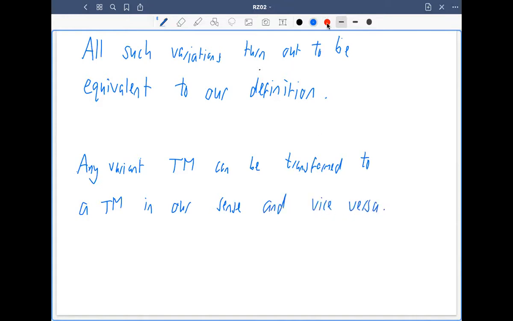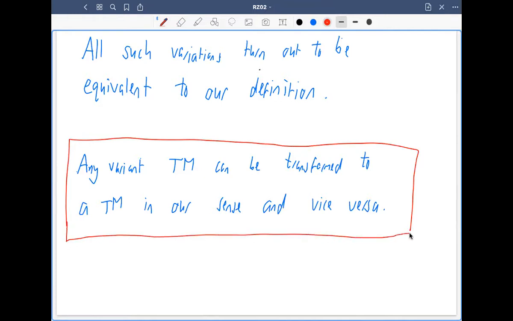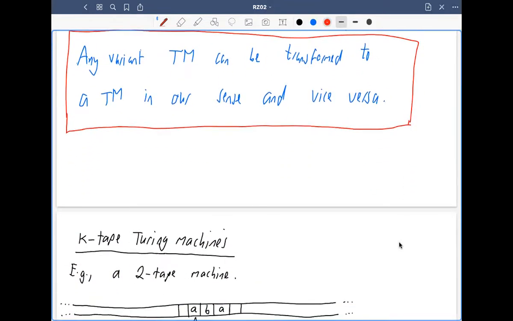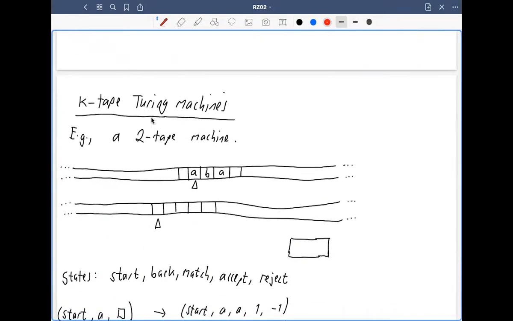I'll come back to this statement either later today or next week to add something to it. But for now, we'll take it like this. So in a strong sense, we don't need to consider such variant models. However, it will be useful for our course to consider one such variant model, even though it's equivalent to the Turing machine we've given, because for some purposes, it's going to be easier to talk about multi-tape Turing machines rather than single-tape Turing machines.